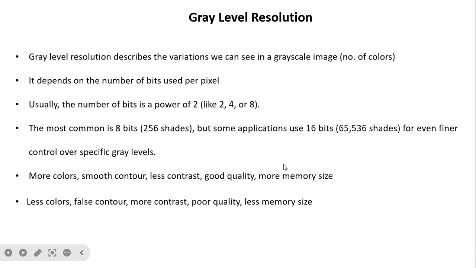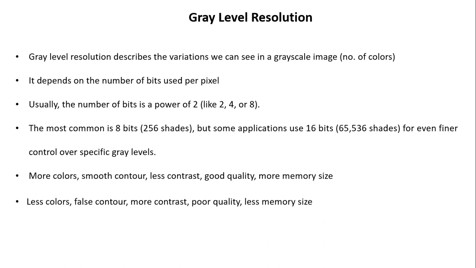Gray level resolution. Gray level resolution describes the variation we can see in a grayscale, that is nothing but the number of colors. It depends on the number of bits per pixel. It is specified in the digitization step, that is, how many quantization levels we are using. Usually it is a power of 2. The most common is 8 bit, that is 256 shades, which is a grayscale image. But some applications use 16 bits for even finer control over specific gray levels.